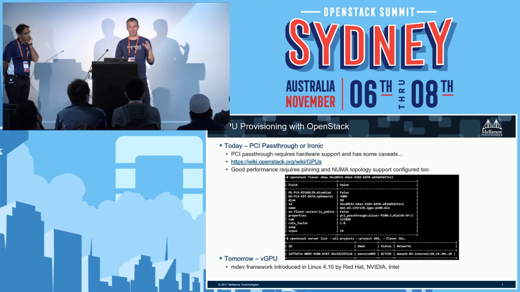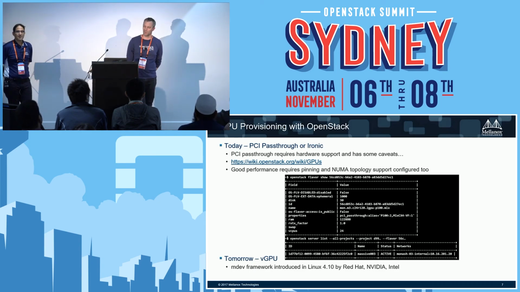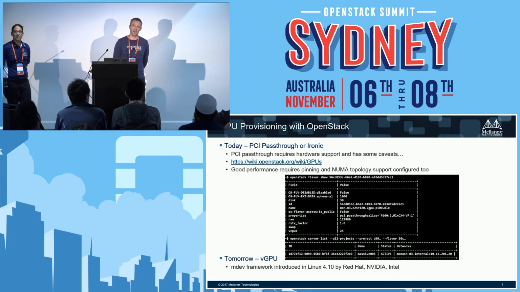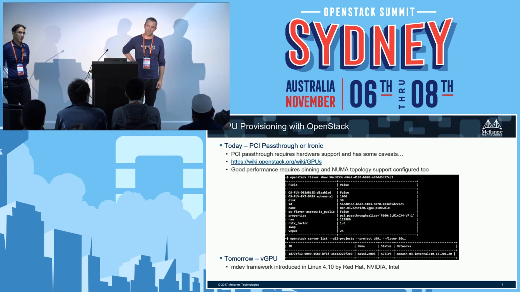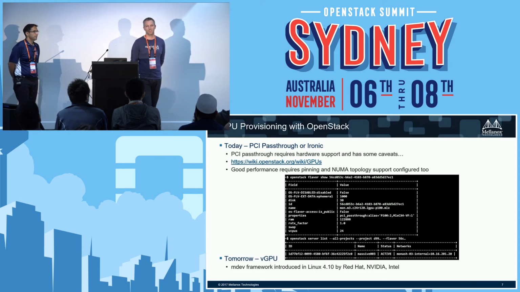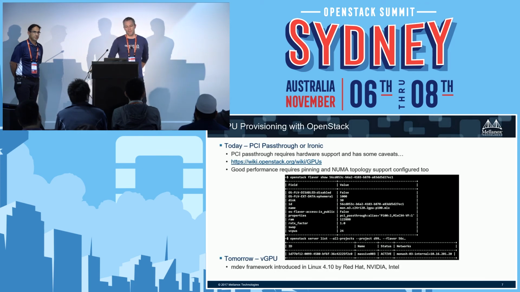What is coming upstream, and in fact there was recently an RFC proposed on OpenStack Dev for adding MDev support, which is a new feature upstream in Linux. It landed in 4.10, and that supports vGPU. That's essentially carving up an individual GPU into multiple virtual GPUs that can then be assigned to different virtual machines. With PCI pass-through, you can only do a one-to-one assignment or many-to-one VM, rather than multiplexing the device like you can with vGPU.